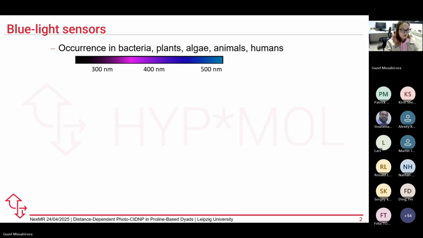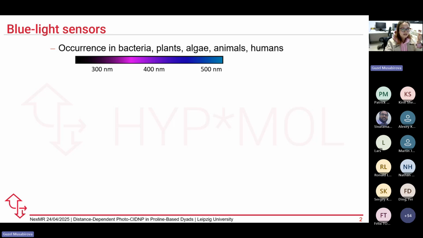Another example is light oxygen voltage domains. They are part of phototropins, and they regulate phototropism in plants. And one more is the cryptochromes. They are found both in plants and animals. They usually regulate circadian rhythms and might be a possible candidate to regulate magnetoreception. So as we can see, these blue light photoreceptors play a crucial role, and they do a lot of different jobs in different organisms.